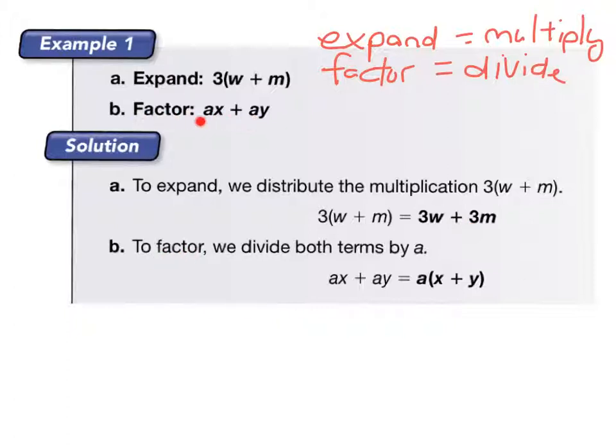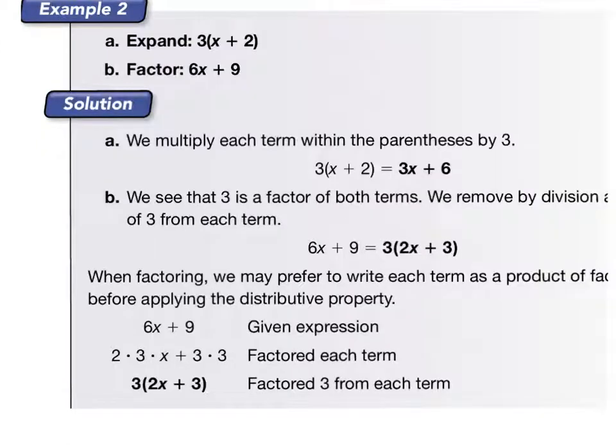Factor means to divide. So if I want to factor this, write this down, AX plus AY, they both have an A in common, so I can factor the A out. That means I'm dividing the A out. So this is going to equal A on the outside of the parentheses times X plus Y on the inside. Factoring is the inverse operation of expanding, or the distributive property.